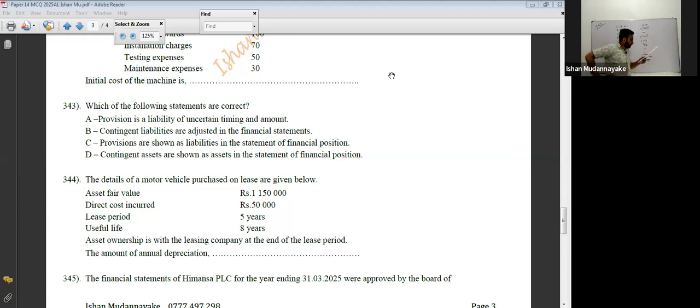Provision is correct. Second one, contingent liabilities are just study the finance. No, we can't do this. C: provisions are shown as liabilities in the statement of financial position. Yes, that is correct. D: contingent assets are shown as assets. No. So the answers are A and C.